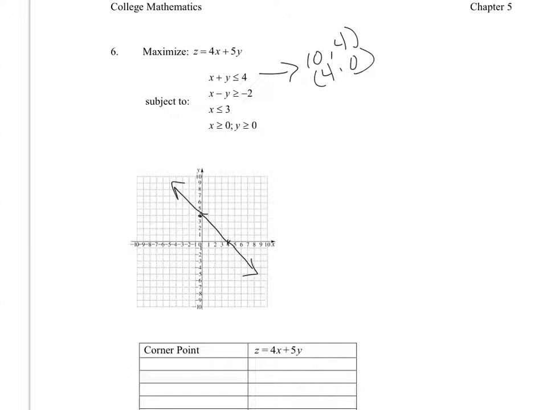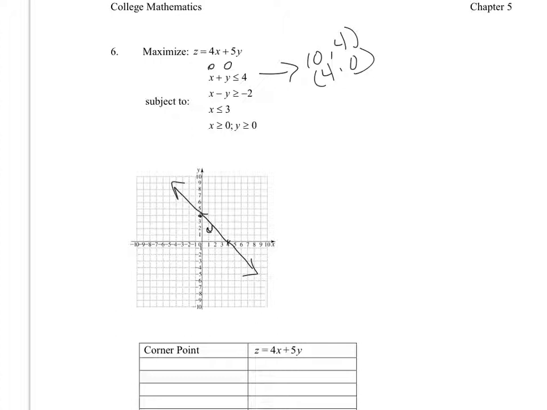So I have this first line graphed, and since I want x plus y to be less than or equal to 4, use 0, 0 as my test point. Since it's not on the line, that's going to be a true statement. So I know I'm going to shade on this side of the line, shade below it.